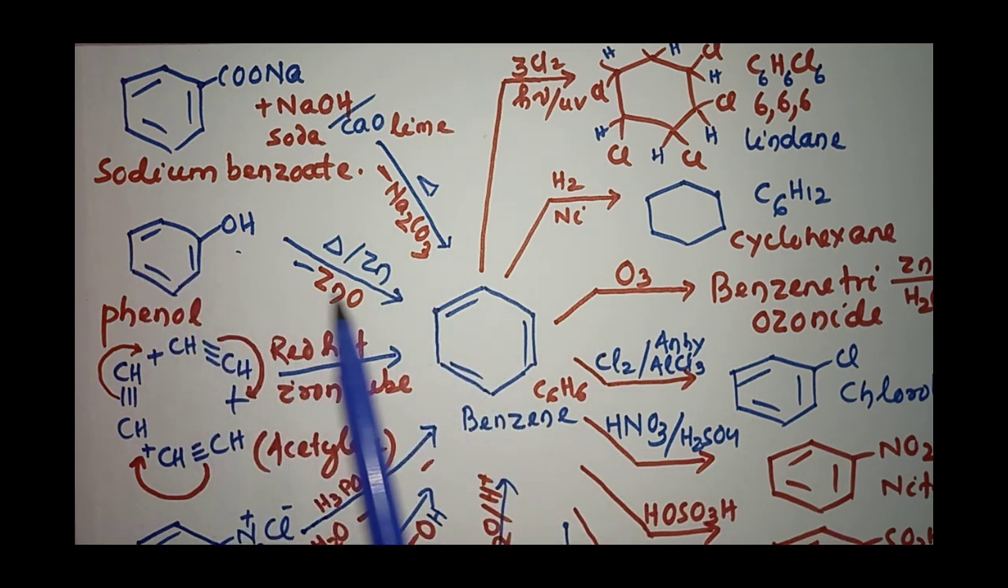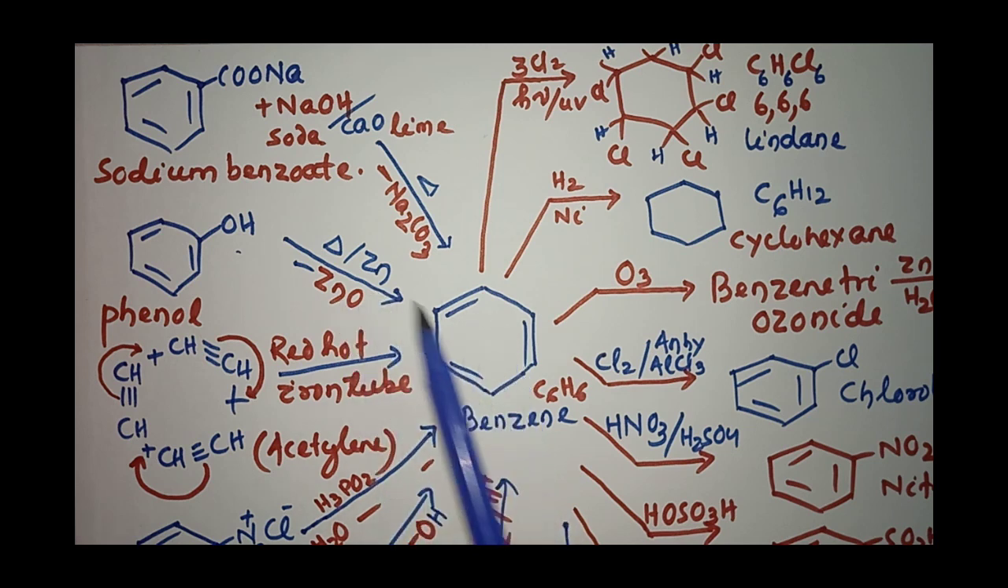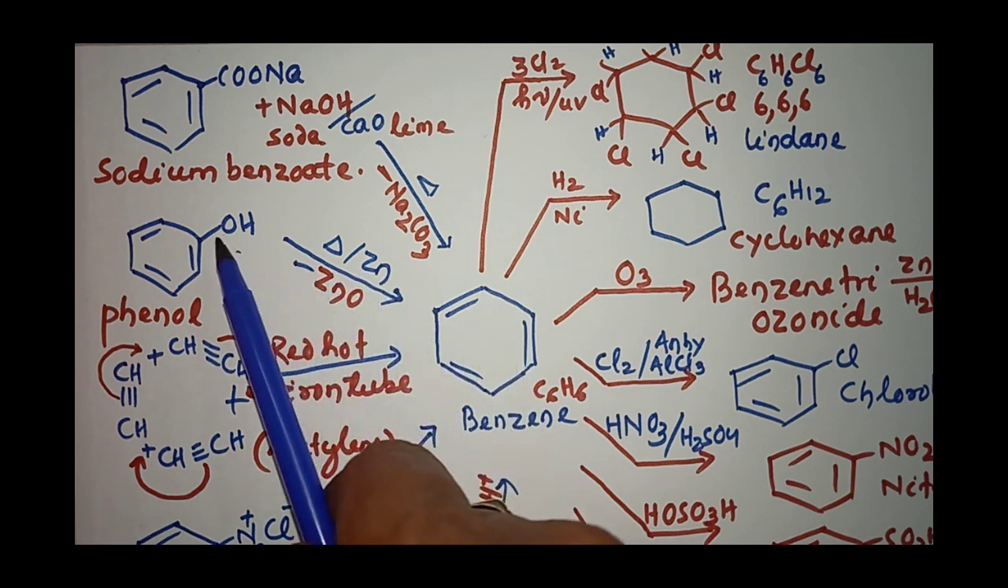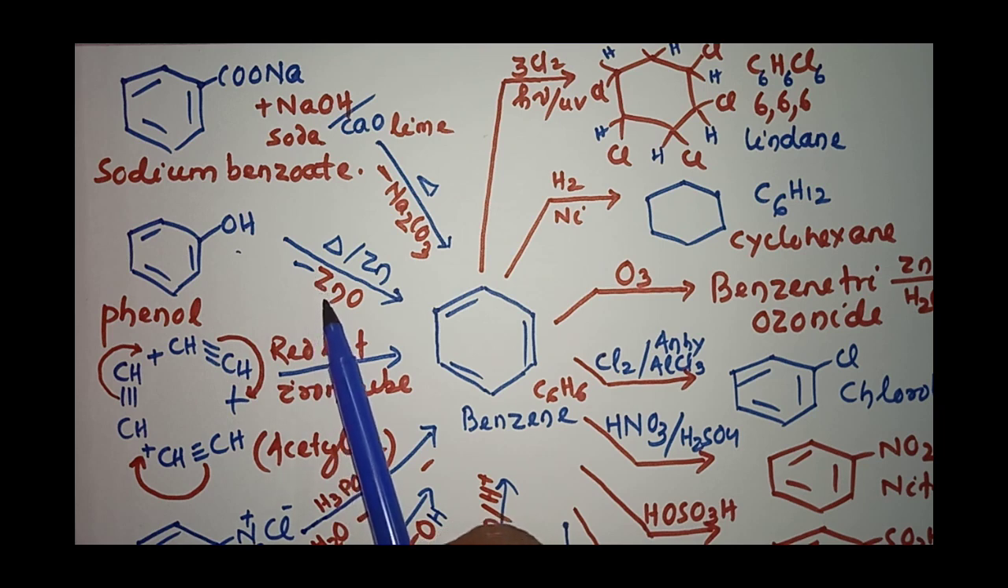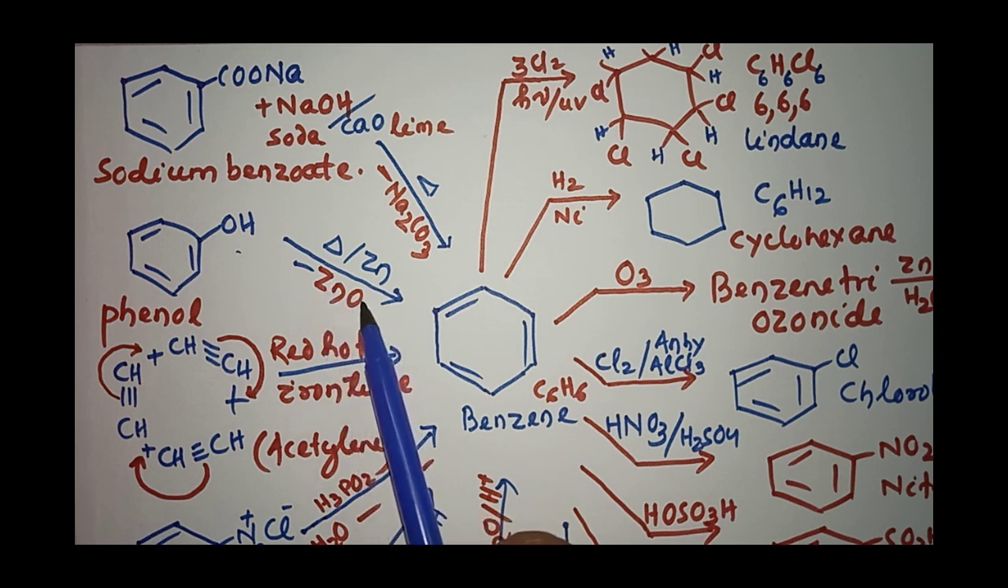When phenol is heated with zinc, benzene is produced. Zinc removes oxygen from phenol and becomes zinc oxide. As it is removed, it is written as minus ZnO over here.